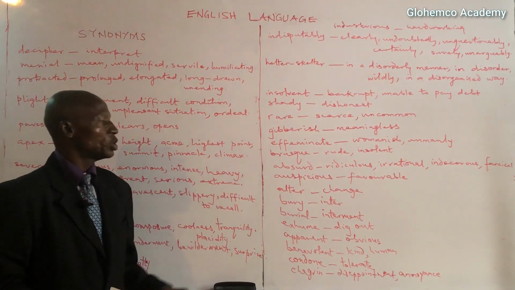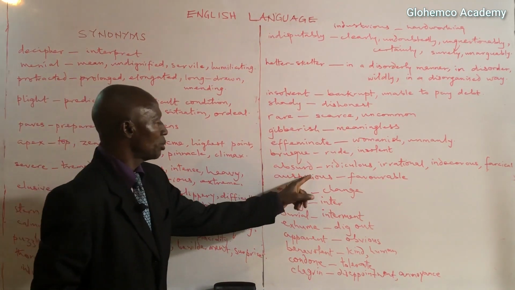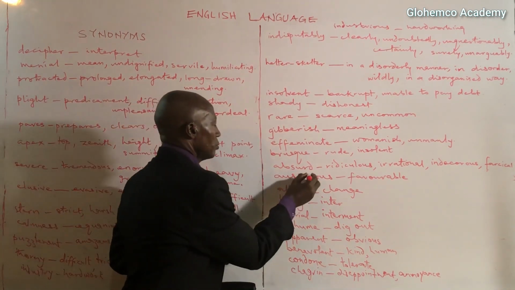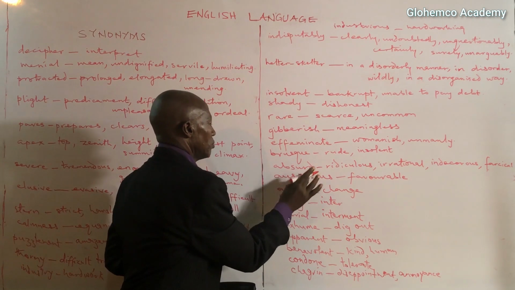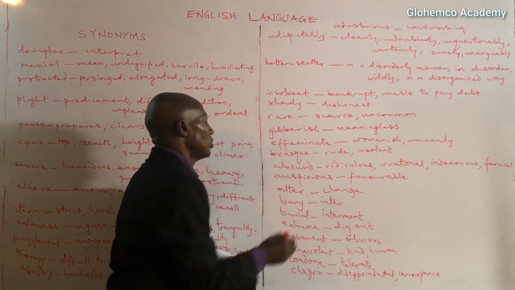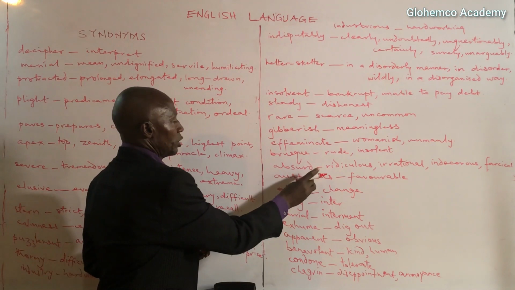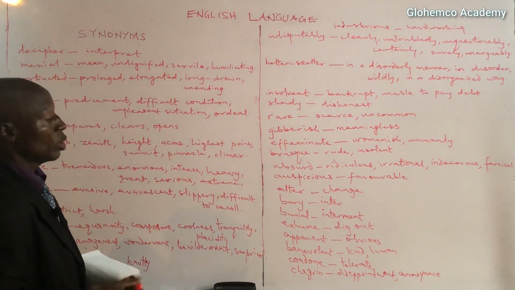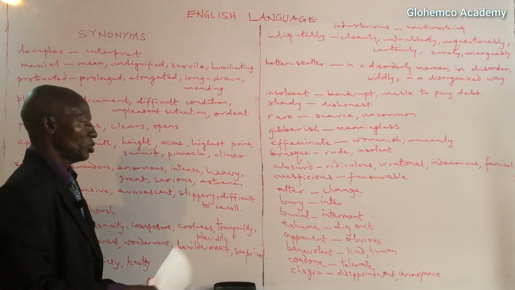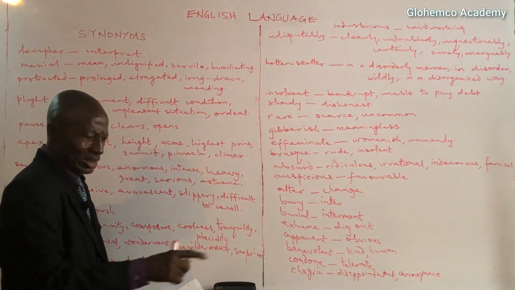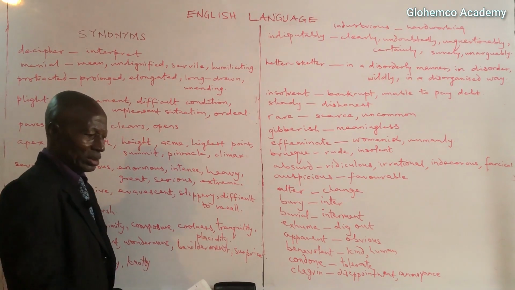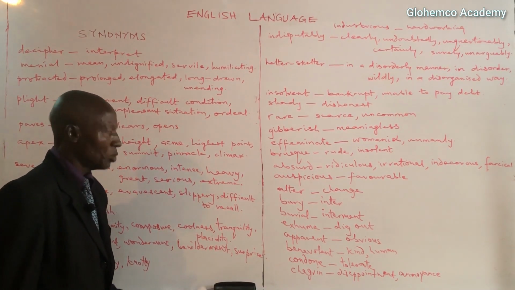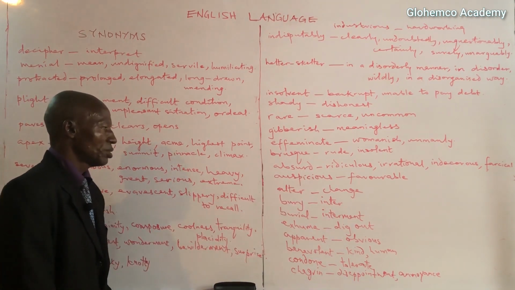All right. We have auspicious. Auspicious means favorable. All right. Then alter. So alter simply means to change. Why did you alter this mark? I gave you 20 and you altered it. Why? So to alter means to change.